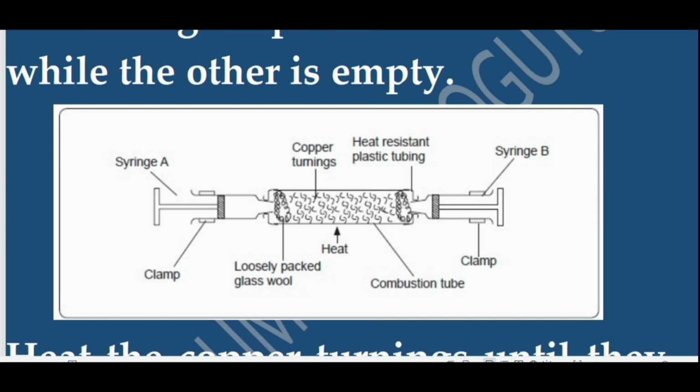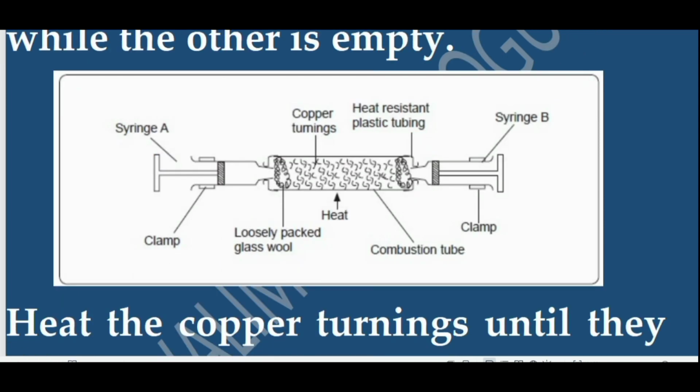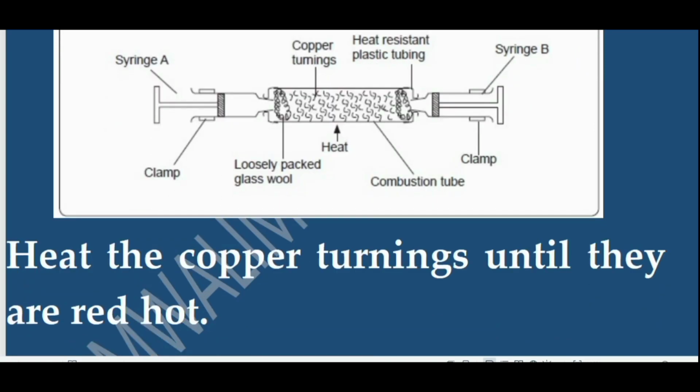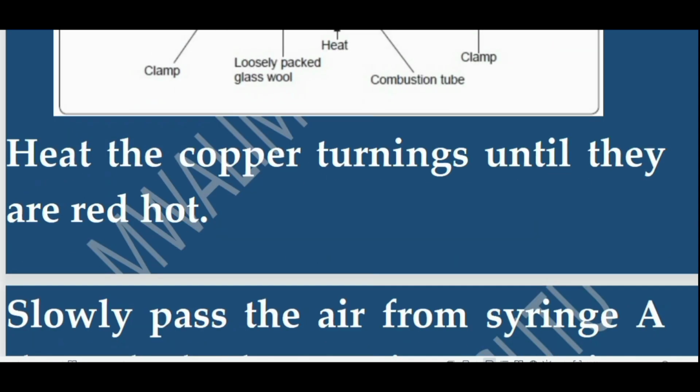So you have copper turnings, then a heat-resistant plastic tubing, and loosely packed glass wool, which we handle using a pair of tongs. Then we have the combustion tube. We heat the copper turnings until they are red hot.